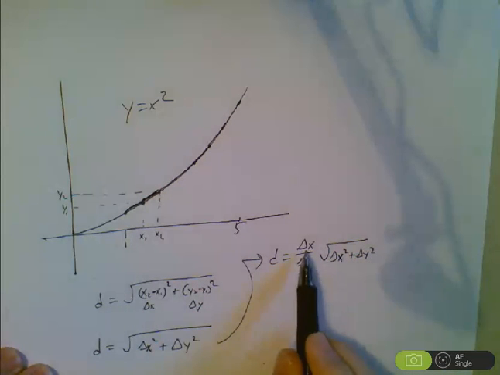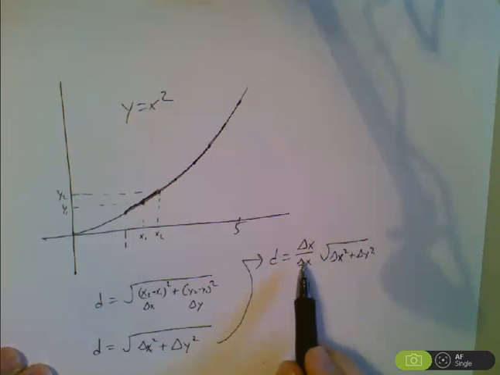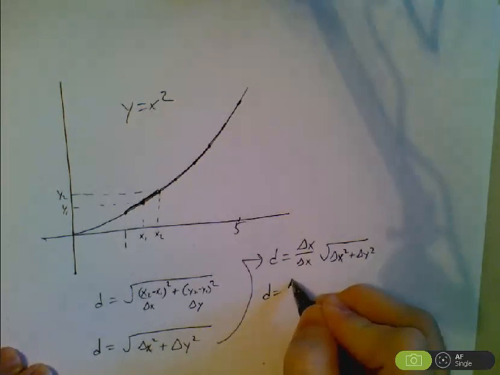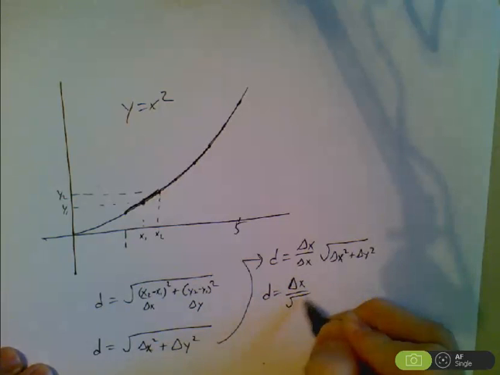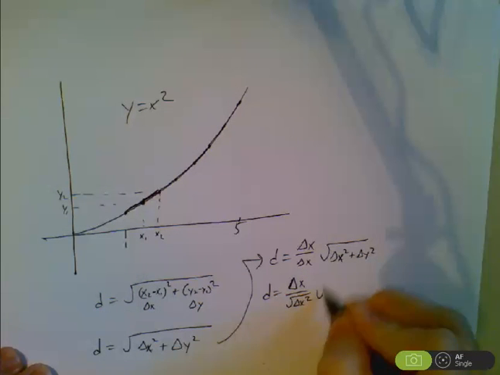The delta x that's in the numerator I'm not going to do anything with, but the delta x that's in the denominator, I actually want to bring it into the square root. So if I want to bring the delta x into the square root, I kind of have to turn it into a square root of delta x squared. Square root of delta x squared, of course, is still just delta x. And that'll allow me to bring it in.